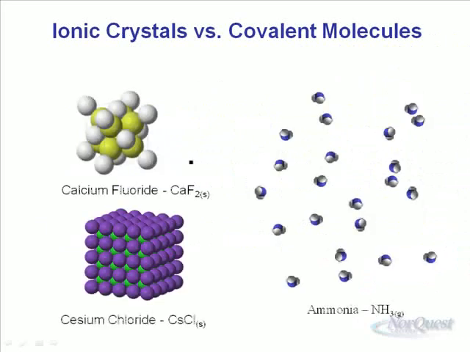So when we take a look at structures, here's what we can see. Ionic structures are going to form crystal lattices, and the ratio could change. Here we have calcium fluoride. It turns out that for every one calcium, we end up with 2 fluoride ions. It could be a 1-to-1 ratio. Here we have cesium chloride, a 1-to-1 ratio. The ratio depends on how many electrons have to be transferred.